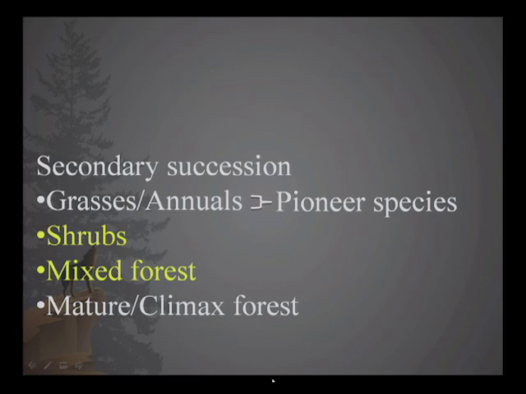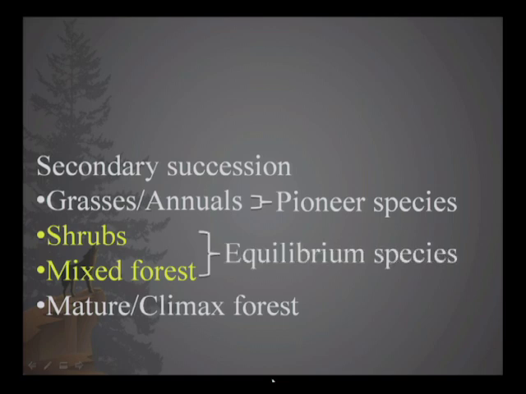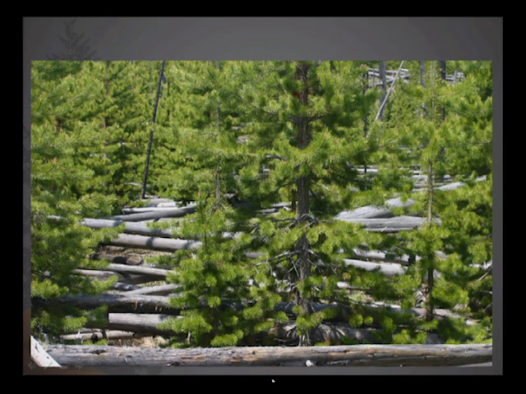And then this will transition into a mixed forest, and those will be the equilibrium species, just as we described before. And then, if enough time passes, we'll eventually end up in this ecosystem, typically with a forest ecosystem of some type, lodgepole or spruce. So it's really the same basic type of succession. It's just starting at a different place. Instead of starting on bare rock, you're starting with soil and then progressing from there.